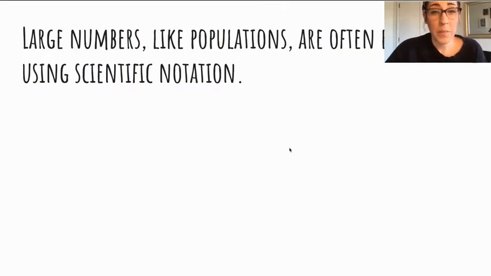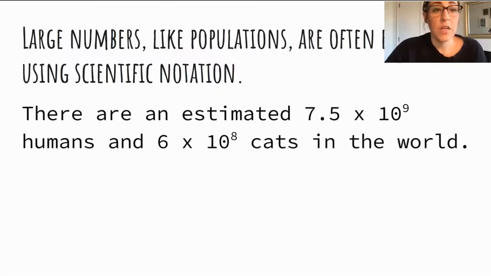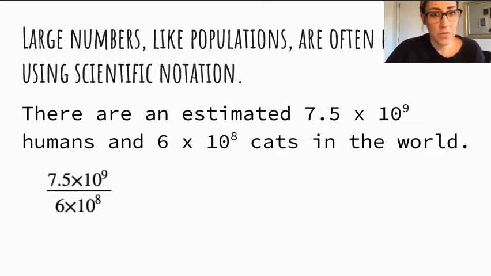Large numbers like populations are often estimated using scientific notation. There's an estimated 7.5 times 10 to the 9th humans and 6 times 10 to the 8th cats in the world. So to go back to that question, we could think about it like this: 7.5 times 10 to the 9th divided by 6 times 10 to the 8th, so the estimated number of humans divided by the cats in the world.